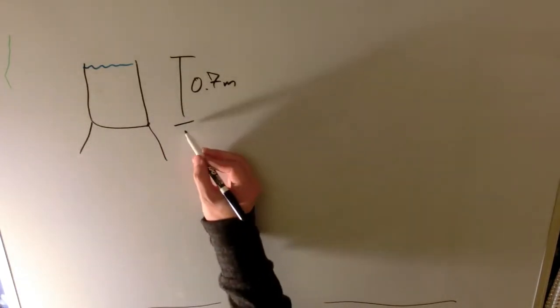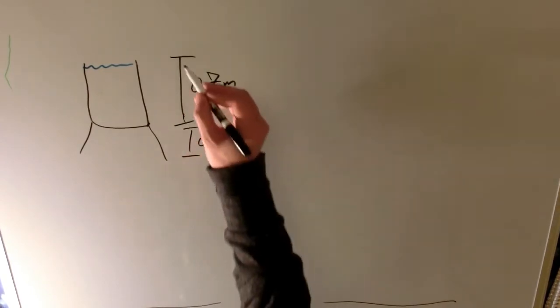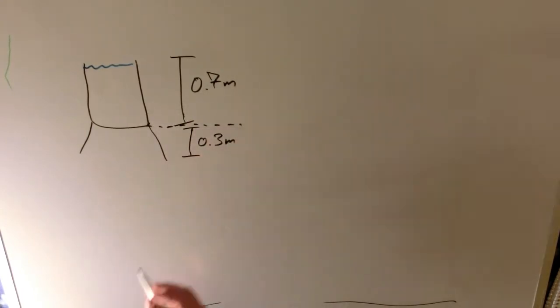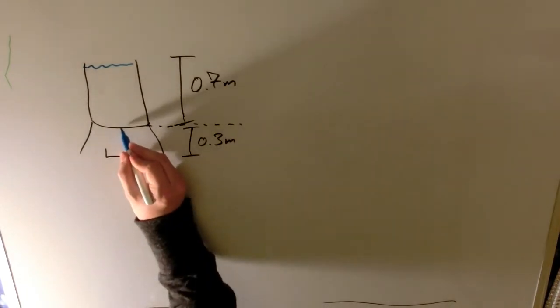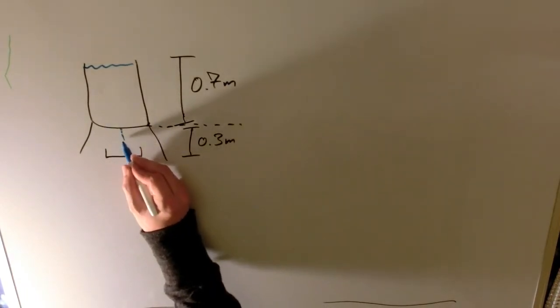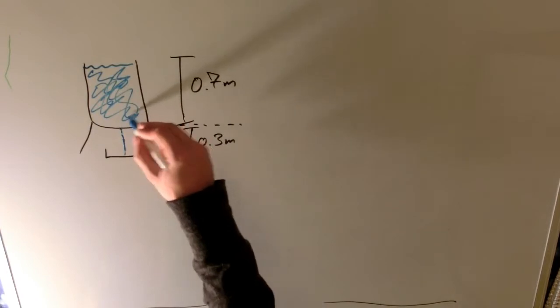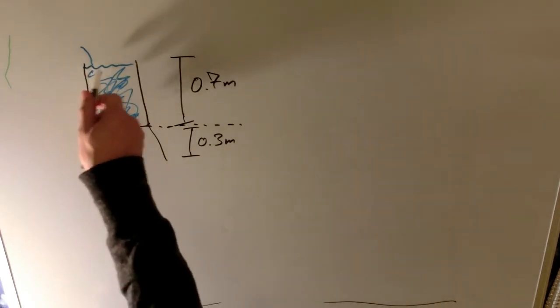It's on a little stand that puts it 0.3 meters up. Let me connect these so that we've got a better idea. And we've got a little tray down here that is going to collect some water, because what we're going to do is have a hole right here, and water is going to be falling out of it down into a little cup. We've got a supply of water up here that's going to keep this water level right at 0.7 meters, just to keep things in a steady state situation.